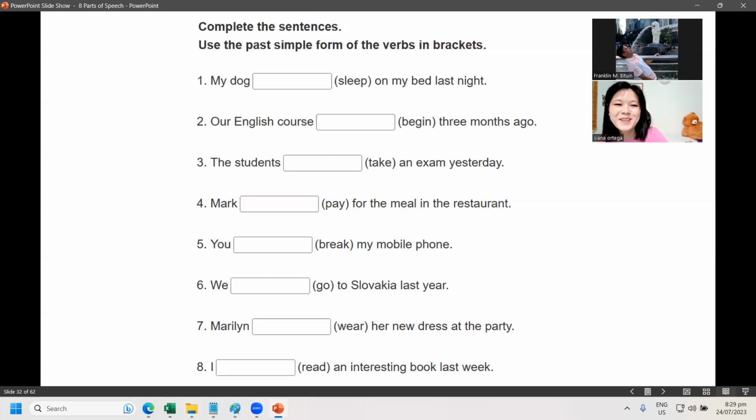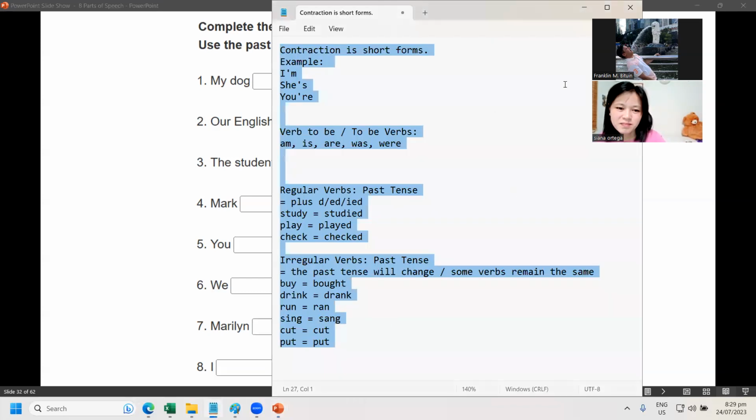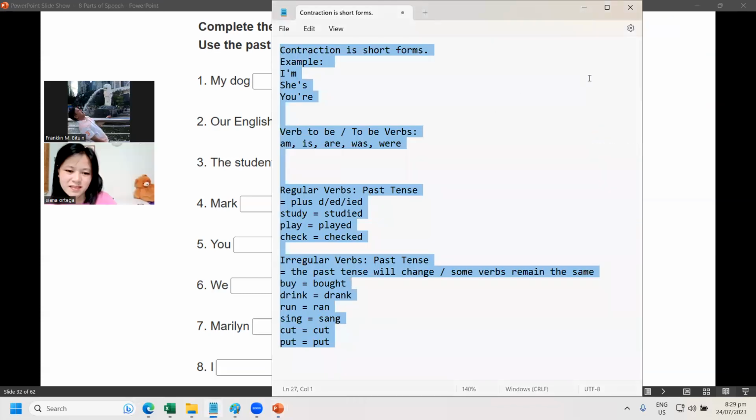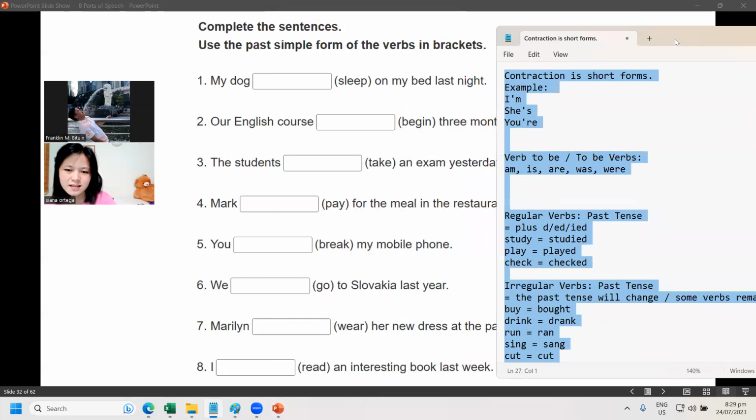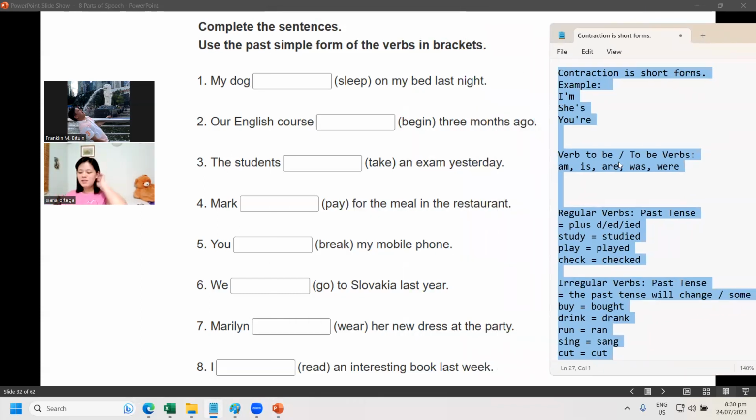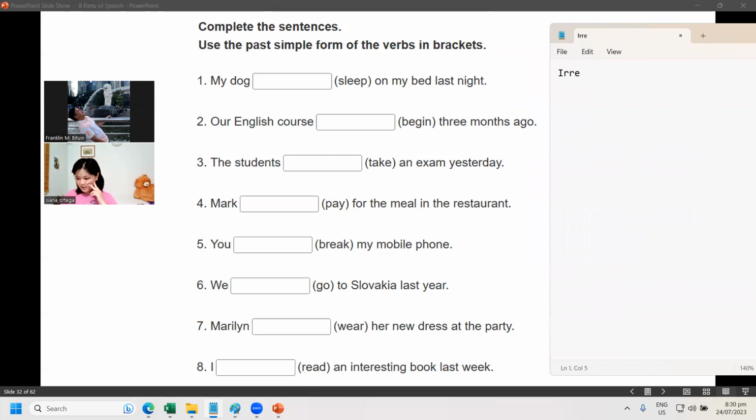I told you these are irregular verbs. So irregular, sleep. You cannot put D or ED if it's irregular. Remember, either they change or they stay the same. Remember, these are irregular verbs. So either they stay or they change. Irregular verbs, take, took.